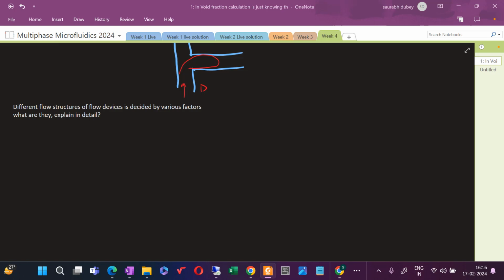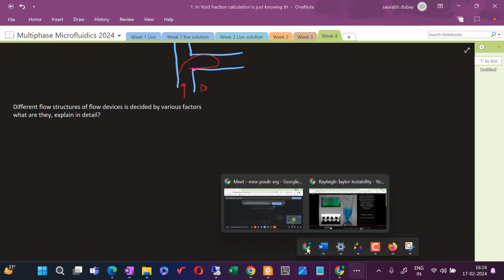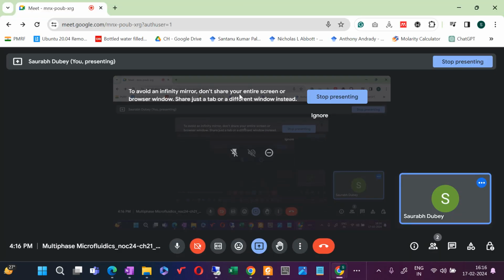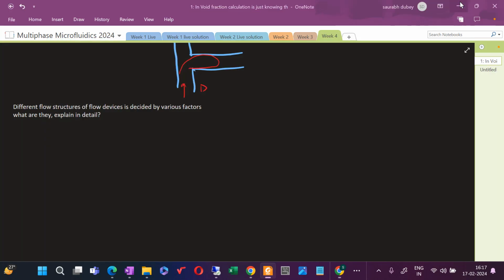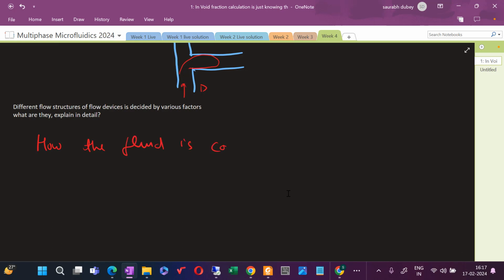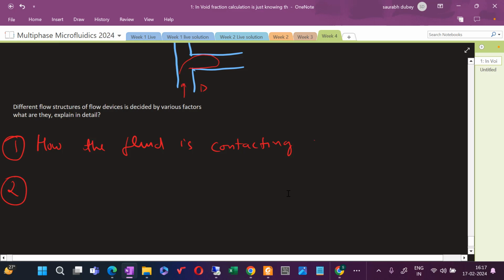Yes, so I hope you have gone through the question and you have solved it. Now we will be discussing the solution for the same. If you see this, different flow structures of the flow regime are decided by various factors. What are they? Explain in detail. So one thing that decides is the contact pattern of the fluid at the inlet, how the fluid is contacting. That is one thing that decides the structure.